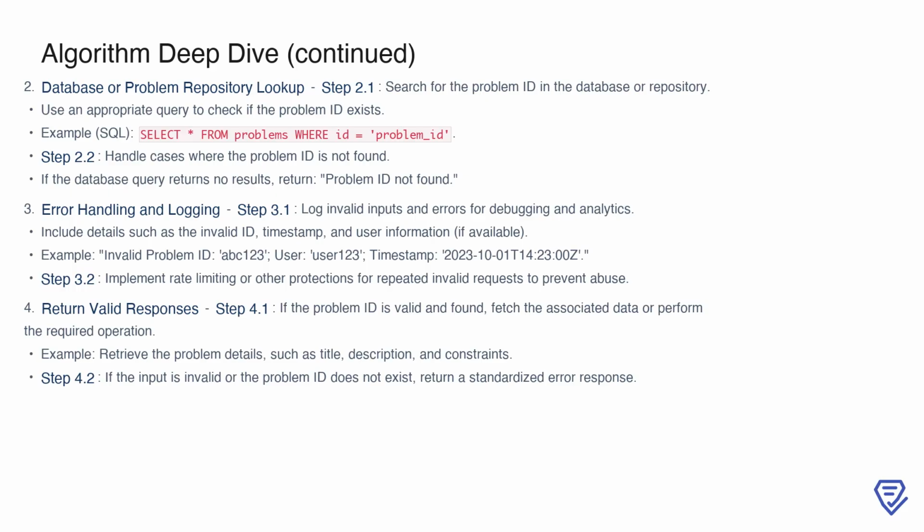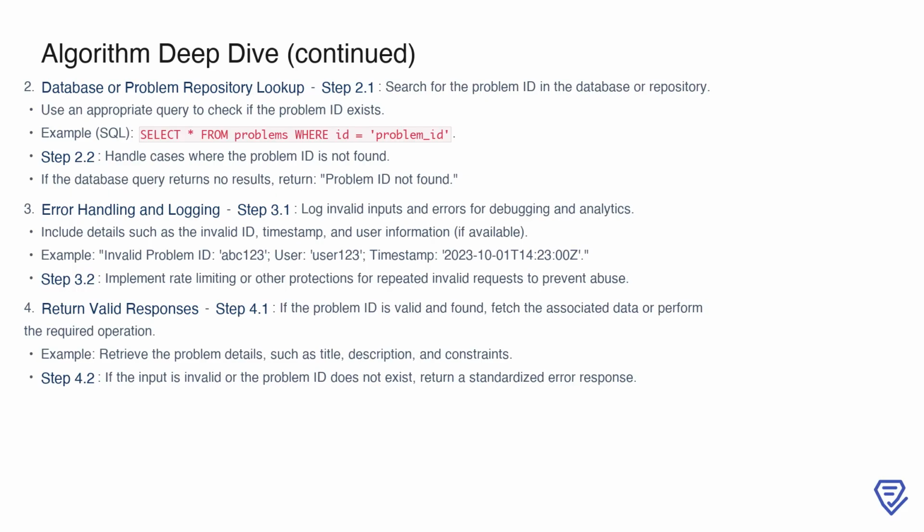Beyond validation, it's important to log these invalid inputs and errors for future analysis. Logging should capture details like the invalid ID, a timestamp, and, if available, user information. For instance, a log entry could look like, "Invalid problem ID, ABC123, user 123, timestamp, October 1, 2023, 14:23." Such logs are invaluable for debugging and detecting patterns, such as repeated invalid requests that might indicate abuse. To safeguard against misuse, it's also wise to implement mechanisms like rate limiting to control the frequency of requests.